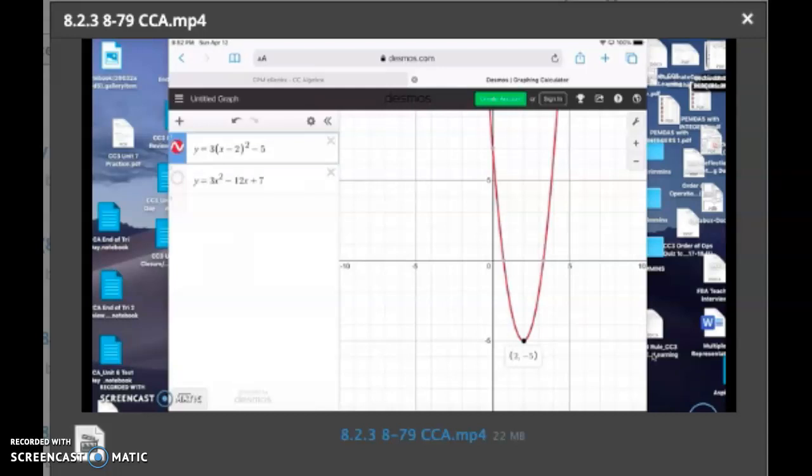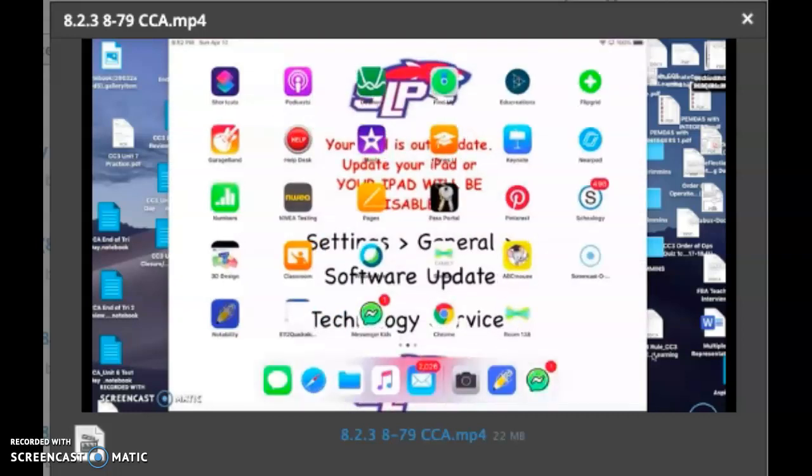Okay. So I'm going to go back to my other page here and write down what we got for the vertex.